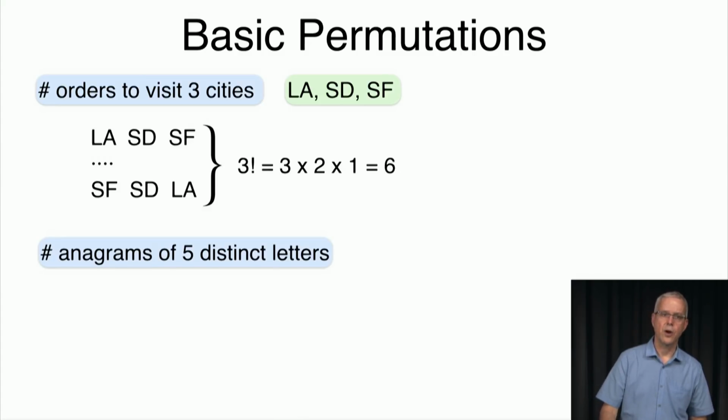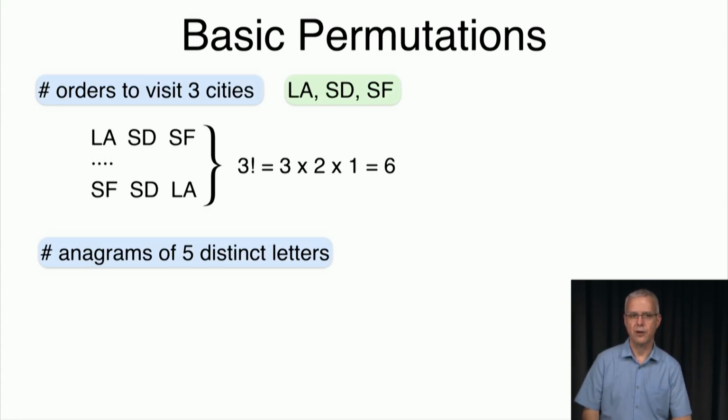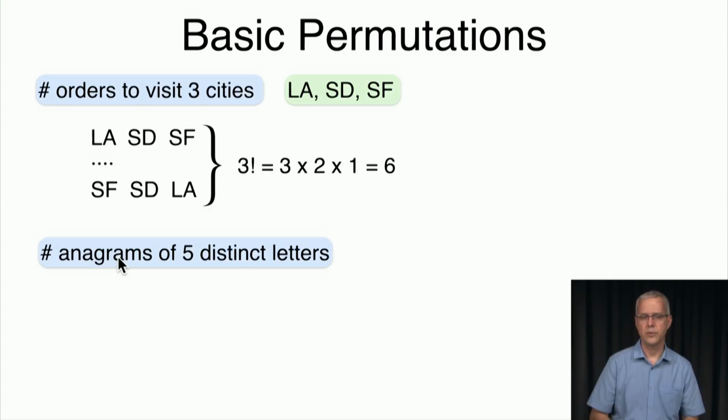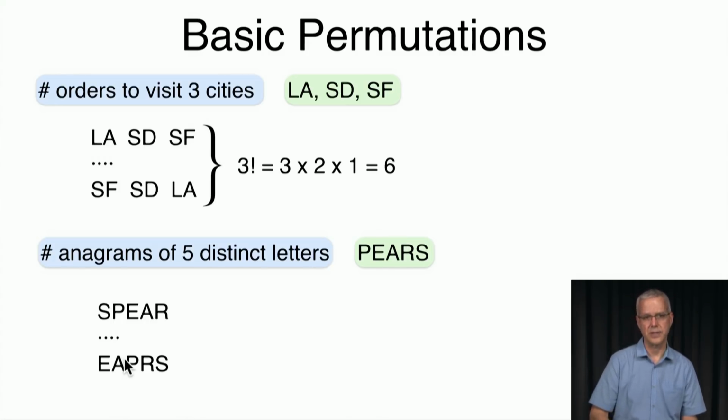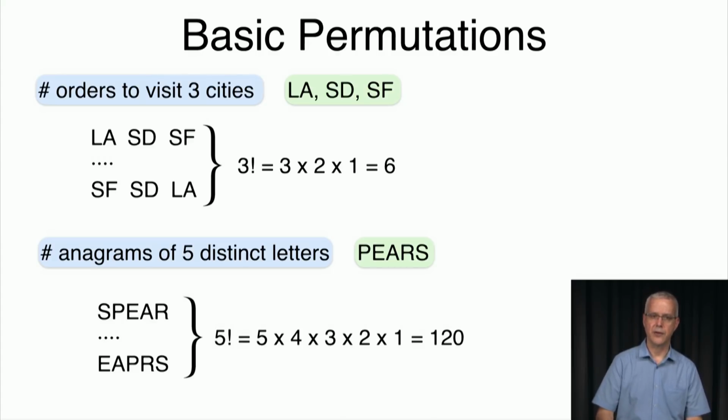Okay. Now, another basic application of permutation: an anagram of a word is a rearrangement of the letters. So the question is, how many anagrams does a word with 5 distinct letters have? So for example, if we take pears, then it has spear, which is a word, or EARPS. Those are the same letters rearranged, and we're not insisting that it be an actual English word. So how many anagrams or how many permutations do those 5 letters have? Then again, looking at how many permutations do 5 objects have, that's, as we know, 5 factorial, which is 5 times 4 times 3 times 2 times 1, which is 120. Right.